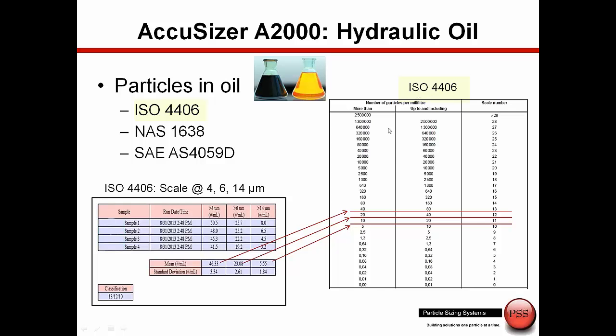And with ISO 4406, we make note of the particle concentration at 3 size ranges, 4, 6, and 14 microns. So we take the results at those 3 different size ranges. We look at the concentration, then we refer to the table here. So for instance, if we have 46 particles per ml at 4 microns, we come over here and we see that that is scale number 13. And what we will do is report the 3 scale numbers at 4, 6, and 14 microns. And this is a way to completely describe the concentration level and size of the particles in hydraulic oils. A very common application of the use of the A2000.